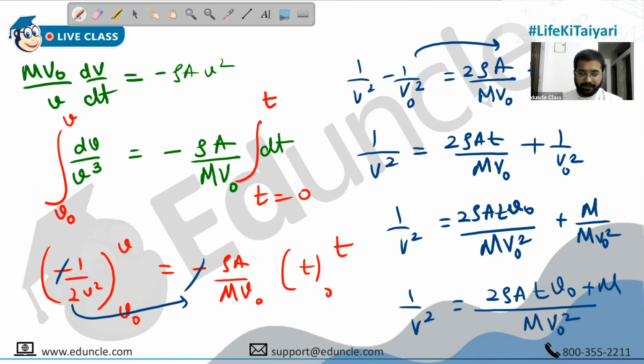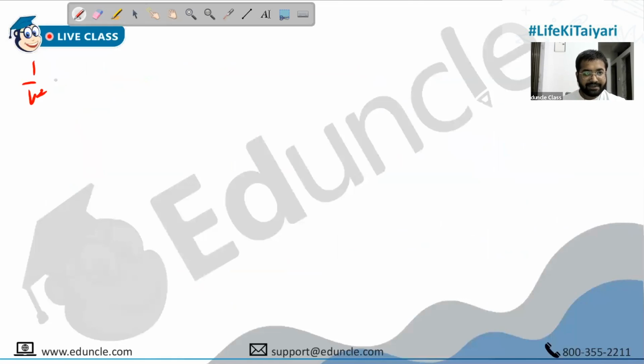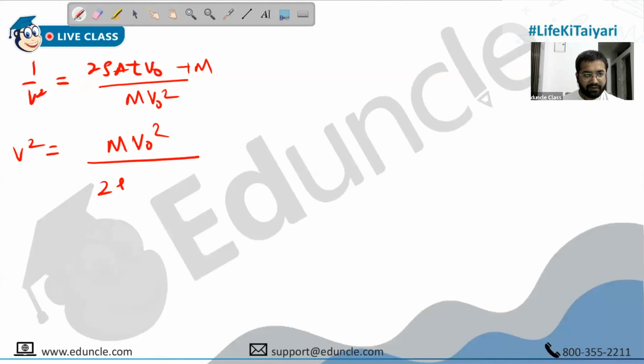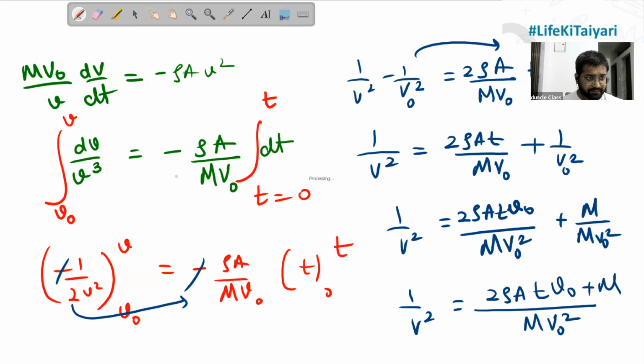Yes, sir. Okay. So we have got 1 upon v square, this is given by 2 rho a t v naught plus m upon m v naught square. So v square we have got, which is m v naught square upon 2 rho a t v naught plus m. Let's analyze the options first of all.